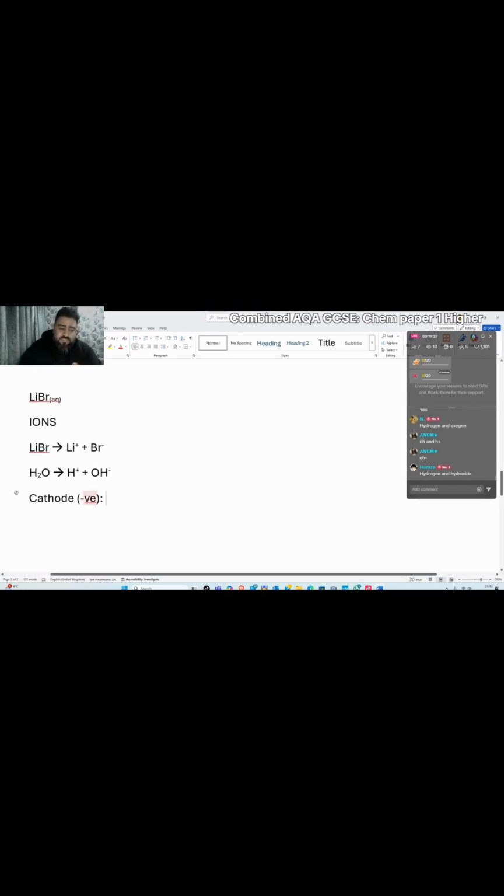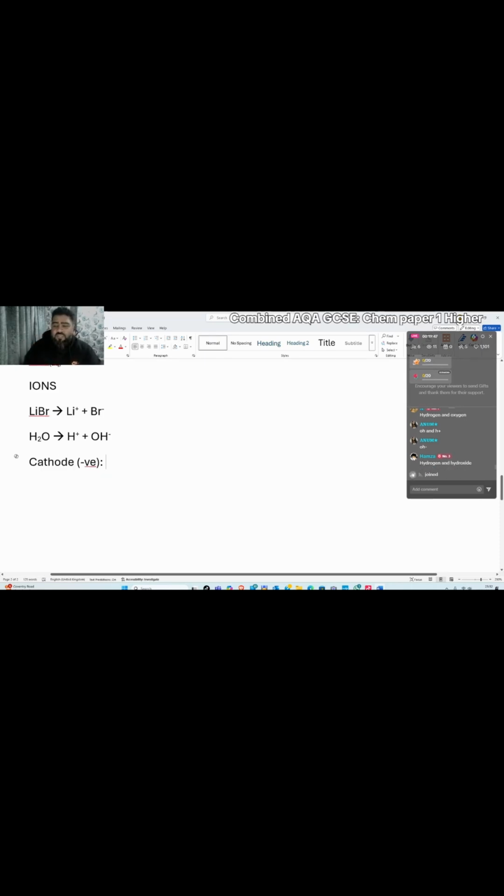So the cathode itself is negative. So it's either going to be this lithium ion or the hydrogen ion because opposites attract. The least reactive will go to the cathode. It's going to be hydrogen ions. Hydrogen is going to form at the cathode. That's what foundation need to know.